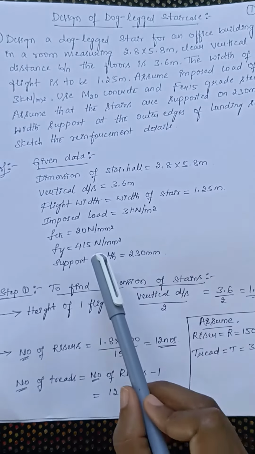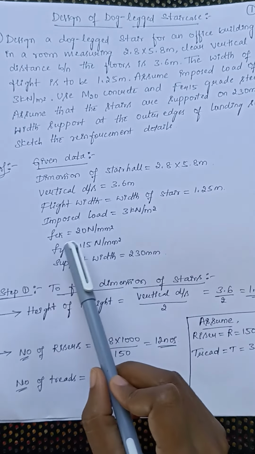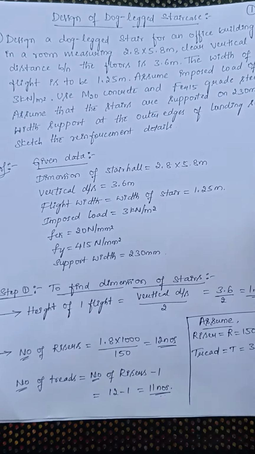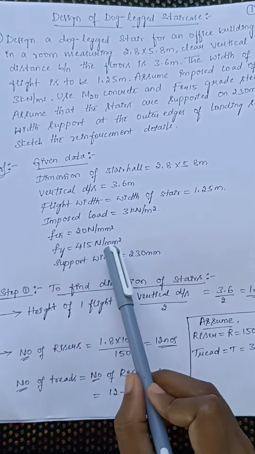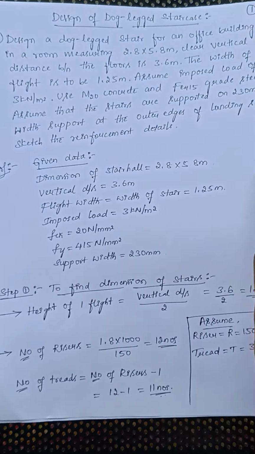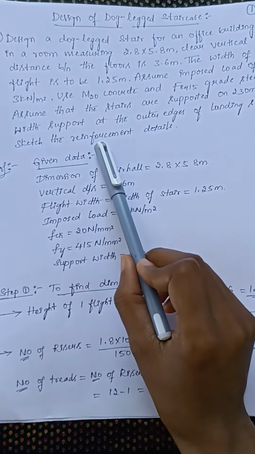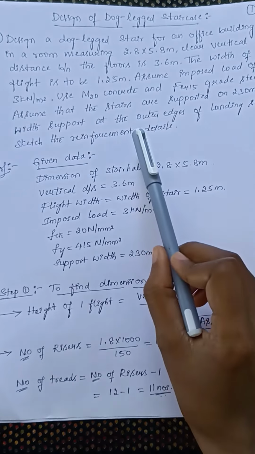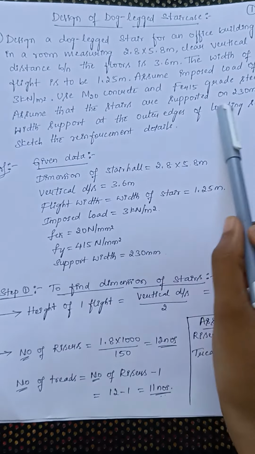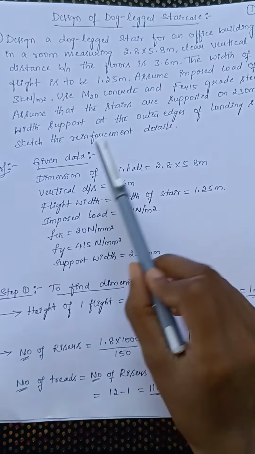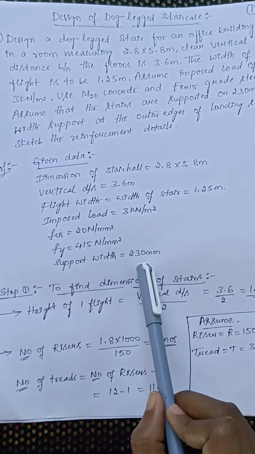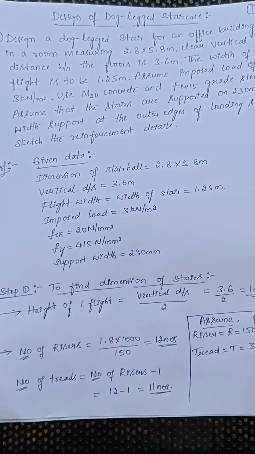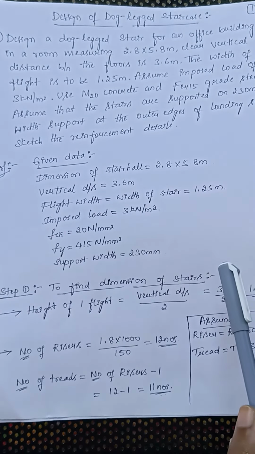The concrete grade is M20, that means fck is 20 Newton per mm square. And the steel grade is 415, that means fy is 415 Newton per mm square. Here the staircase is supported on the walls at the supports at the outer edges, and the thickness of that support is given, which is 230 mm. So this is the data that is given. Now let us start designing it.